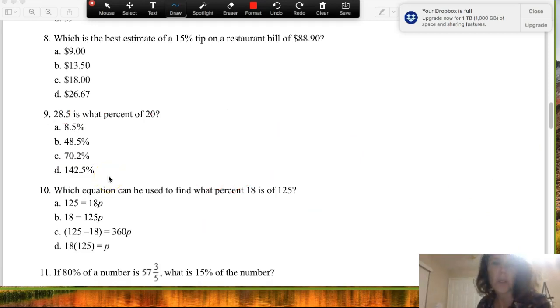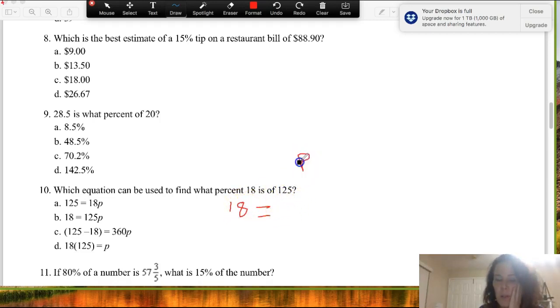Okay, this one, which equation can you use to find what percent 18 is of 125? If I just write this out like it is, it's a little confusing. We're really trying to find 18 is what percent of 125? So this is what I get. What percent of 125 is this?